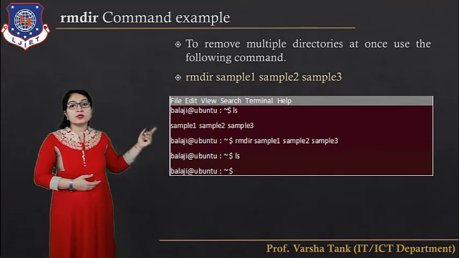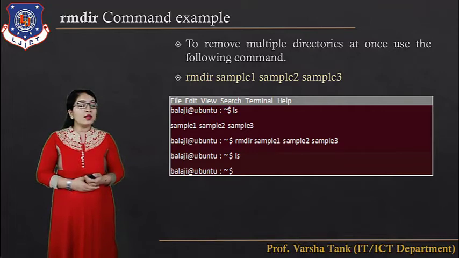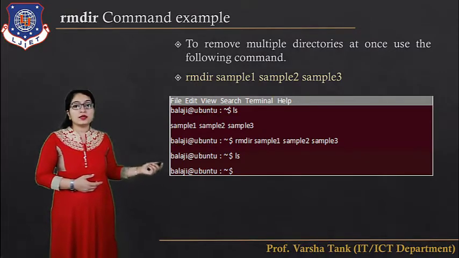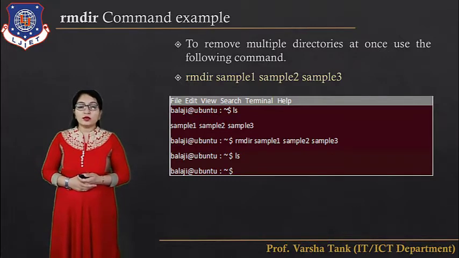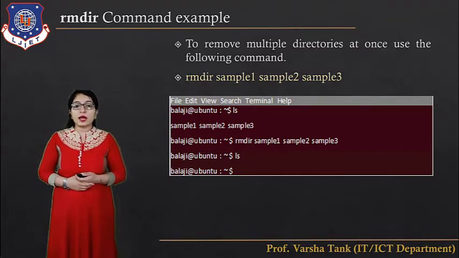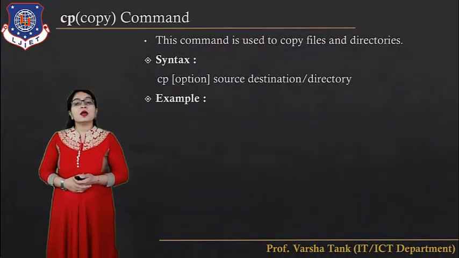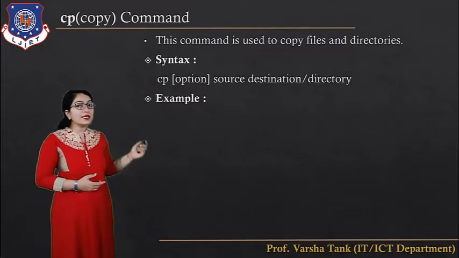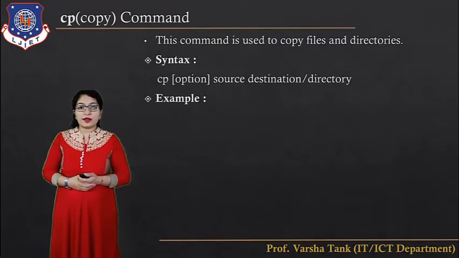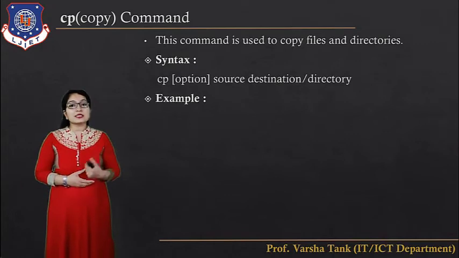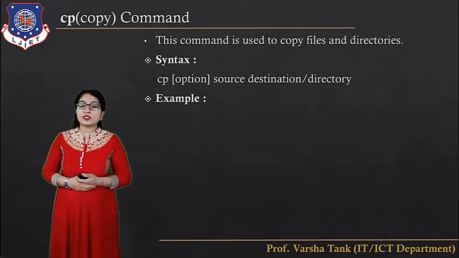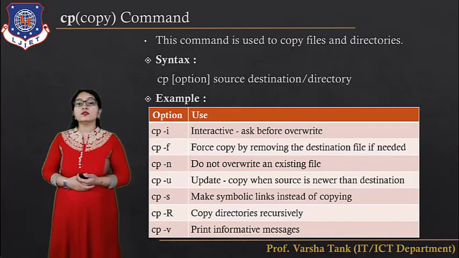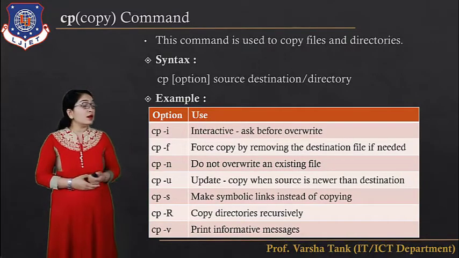So first here you can use ls, then the three directories are there, then you write the command, that is rmdir, and then you just write ls, then there is no directory. Okay, so this directory is removed by the rmdir command. Now next one is the cp command, that is the copy command. This command is used to copy files and directories. So syntax for this, that is cp option source and destination directory. And for example, you can use these options in the cp command.